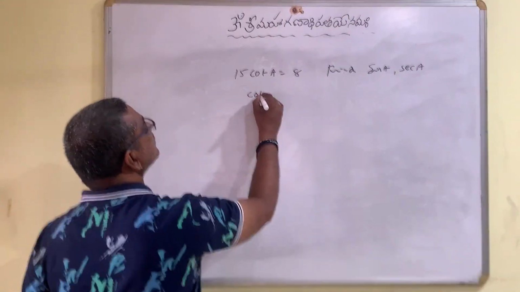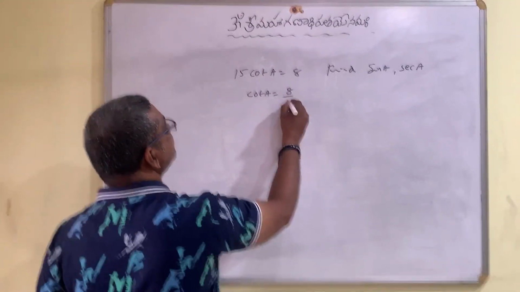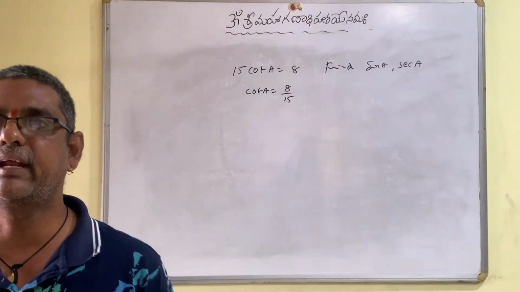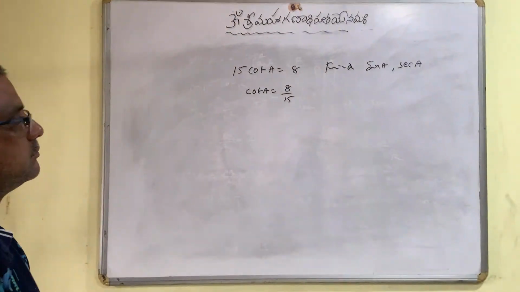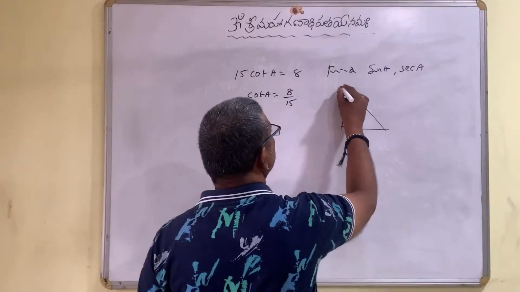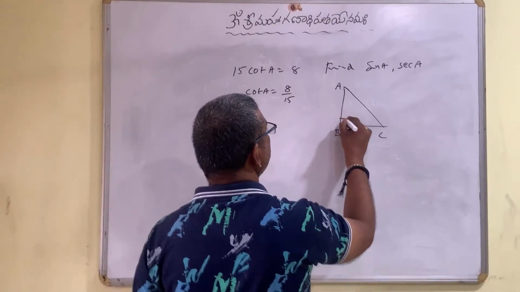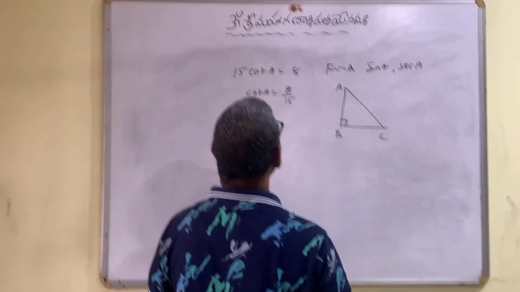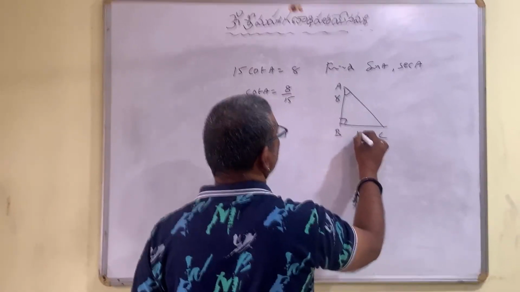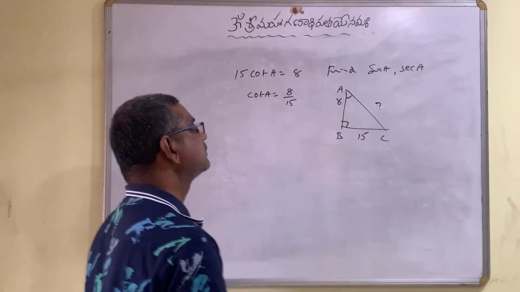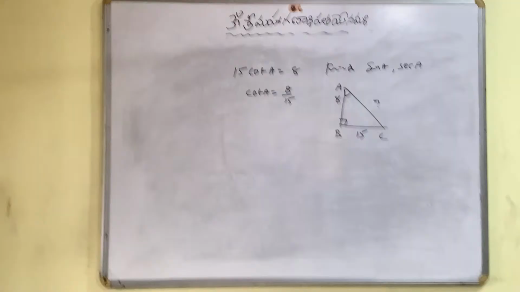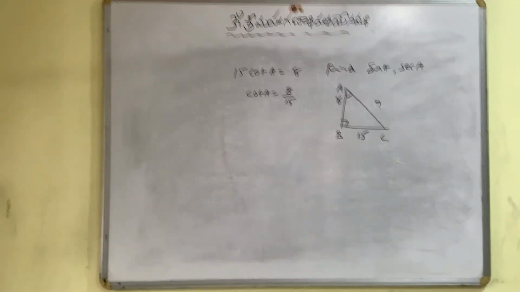So from this, cot A is equal to 8 by 15. Now consider a triangle ABC, right angle at B. Cot A is 8 by 15. Find out the hypotenuse. Then sin A secant A.